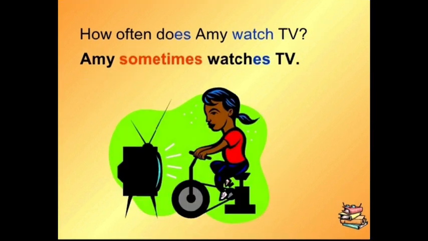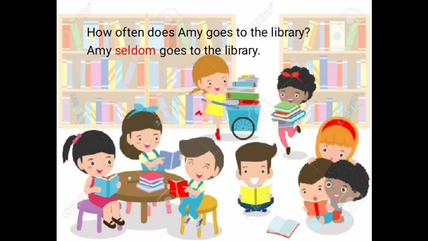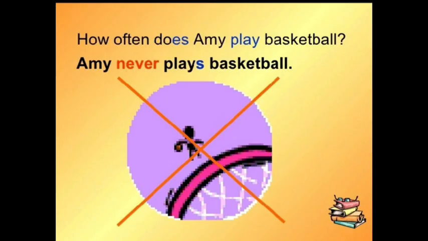How often does Ami watch TV? Ami sometimes watches TV. Sometimes means it's a 50-50 chance. Only a few days she watches TV, so we use sometimes here. How often does Ami go to the library? Ami seldom goes to the library. Only 2 days she will go to the library. So it's a rare chance there, seldom. How often does Ami play basketball? Ami never plays basketball, meaning there were 0 days she played basketball. So she never plays basketball.